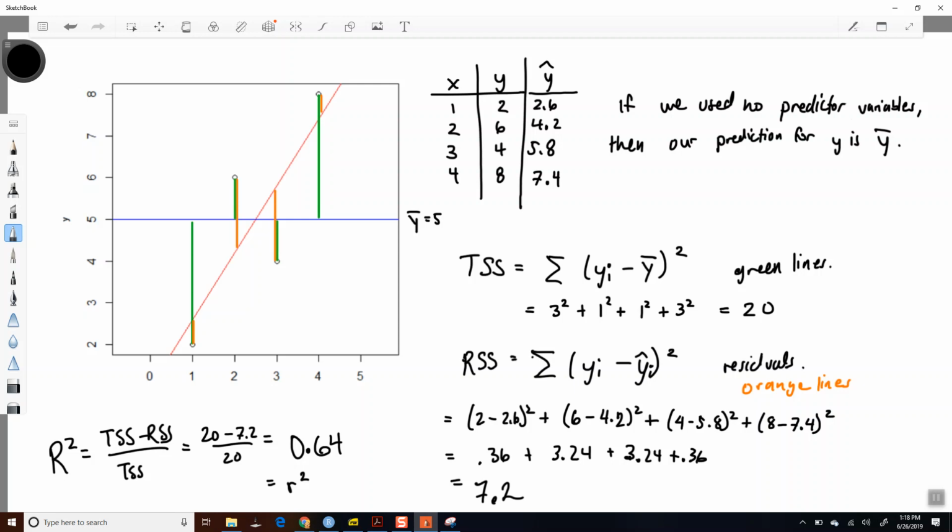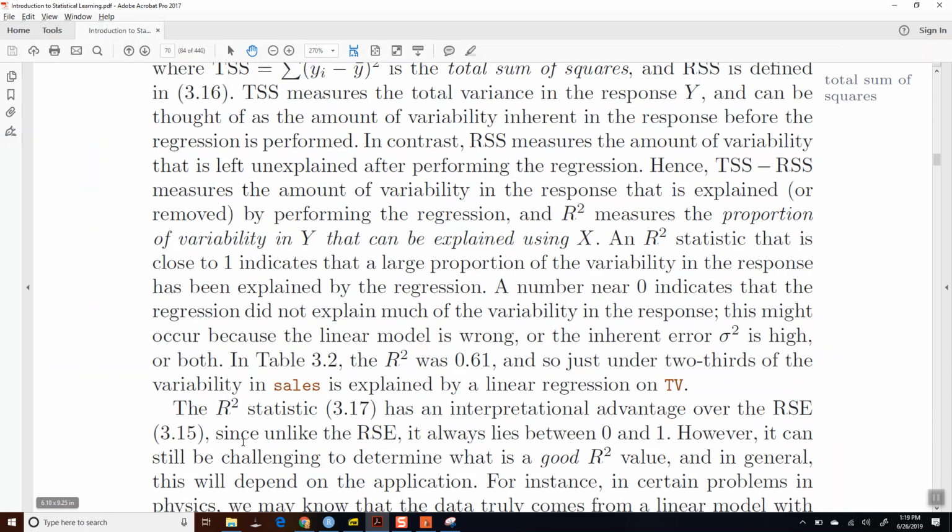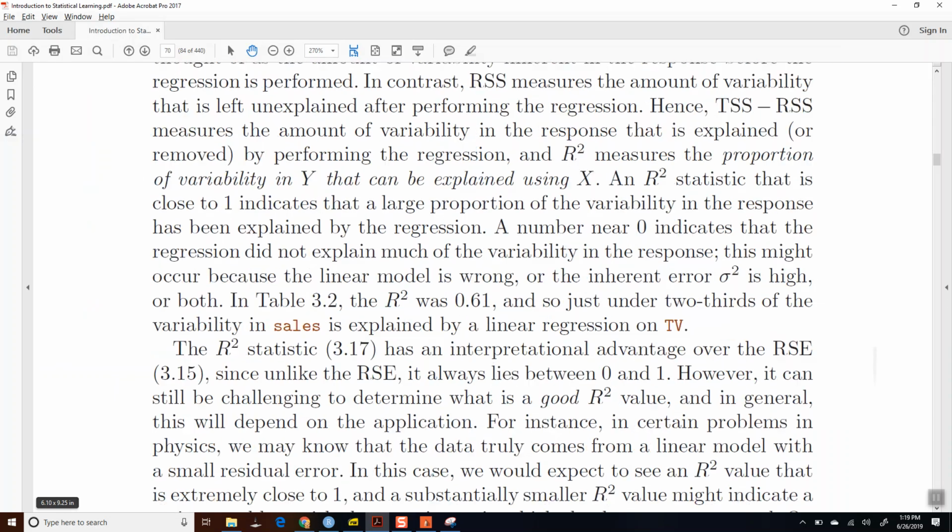But overall, what's kind of the improvement there? It goes down, and how much did it go down by? Okay, it went down by 12.8, and 12.8 out of 20 is 64% of the variation. So that's your R squared measure, okay?